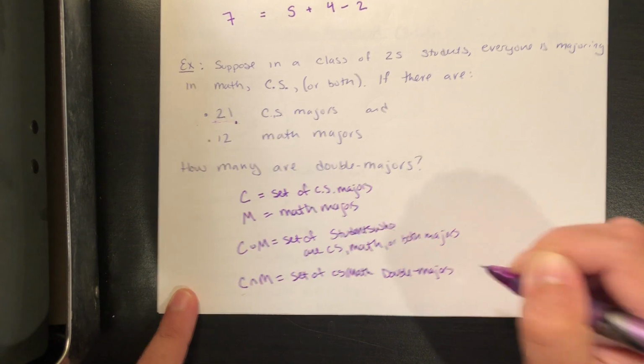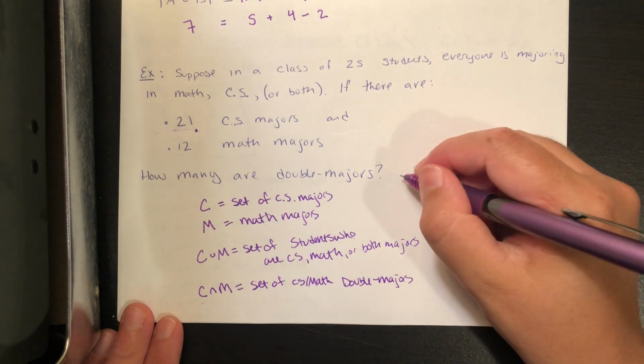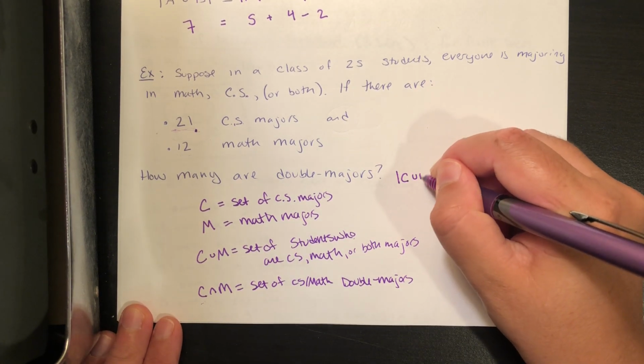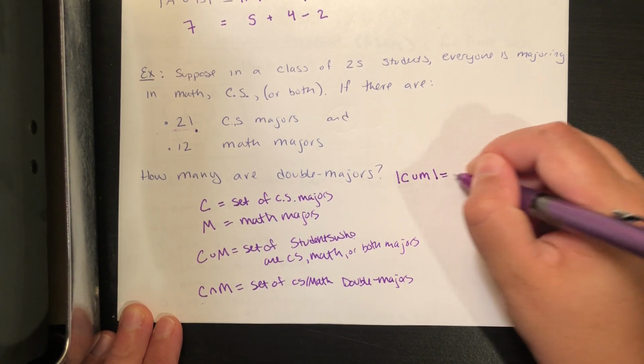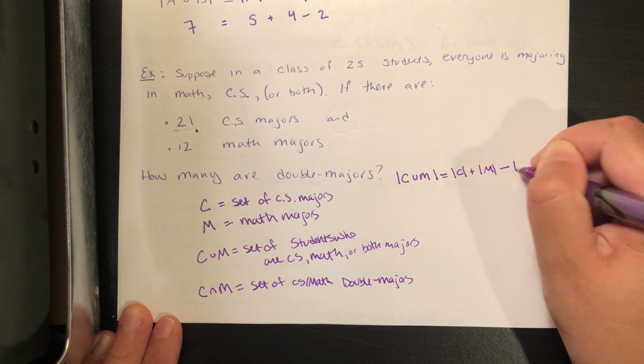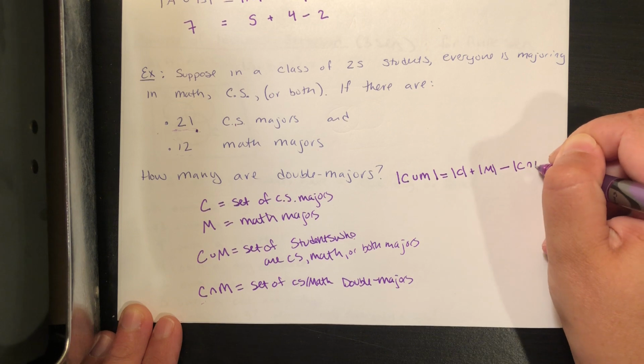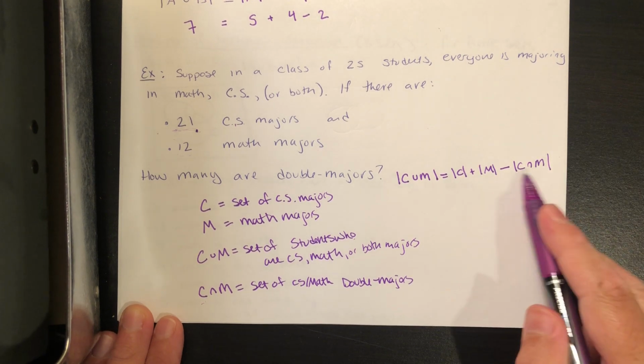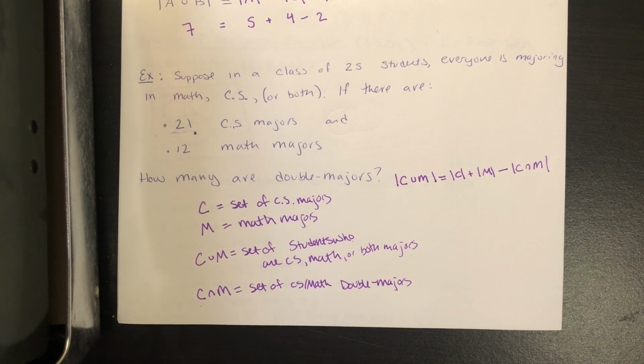So by the principle of inclusion-exclusion for these two sets, we have that the cardinality of C union M should be equal to the cardinality of C plus the cardinality of M minus the cardinality of the intersection, computer science and math majors. So how many of them are in the union? How many students are CS majors, math majors, or both?